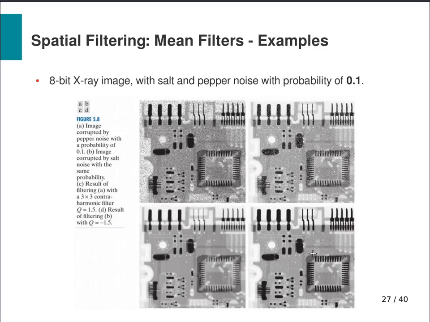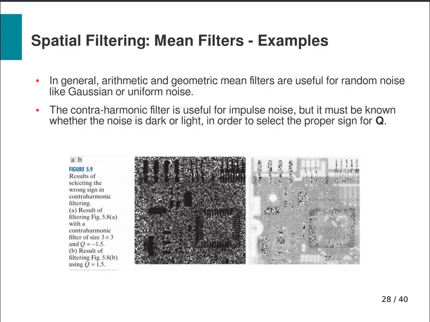If you remember from the previous slide, we said that a contraharmonic filter with positive Q is more suitable for eliminating pepper noise, and a contraharmonic filter with negative Q is suitable for eliminating salt noise. So you see the effect here.